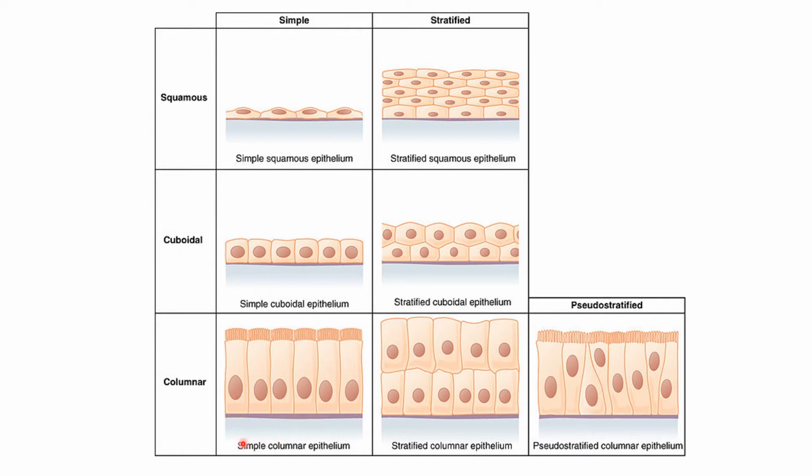So you can have the simple, just a single layer of these, stratified, so multiple layers, or you can have the ones that are called pseudostratified. Pseudo in science means false, so these are falsely stratified. They look like they're in layers, but it's just because the shapes are wonky. And a lot of times these columnar shaped ones are going to be focusing more on the absorption of nutrients in the body. Next type of tissue is muscle tissue.